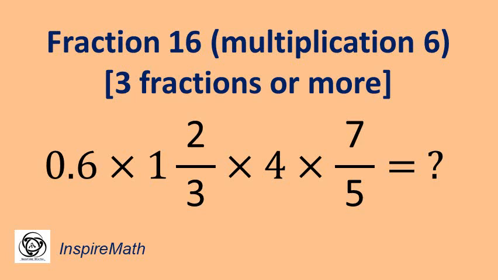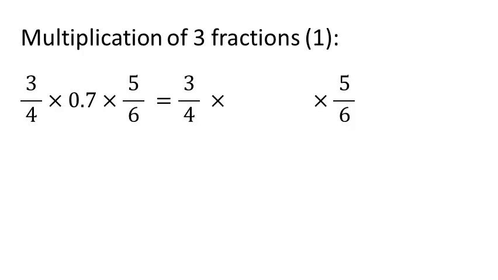Today we're going to study how to multiply 3 or more fractions, including mixed numbers, whole numbers, and decimals. Let's take a look at the first example. 3 over 4 times 0.7 times 5 over 6.